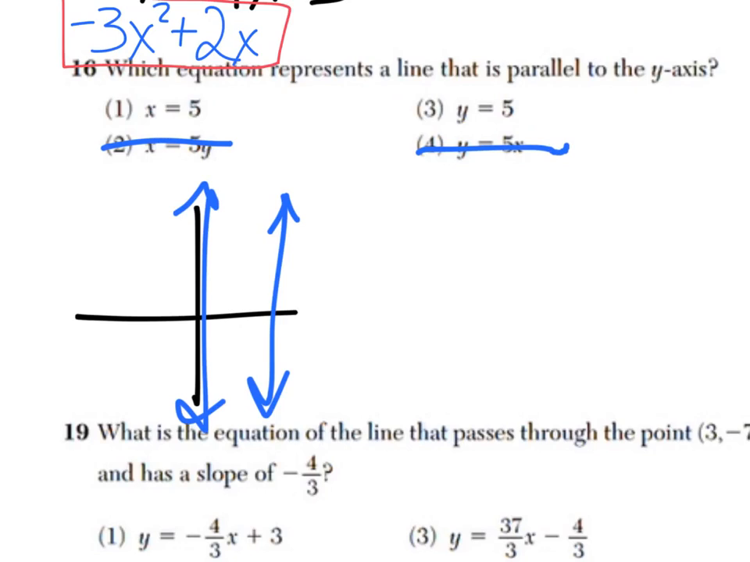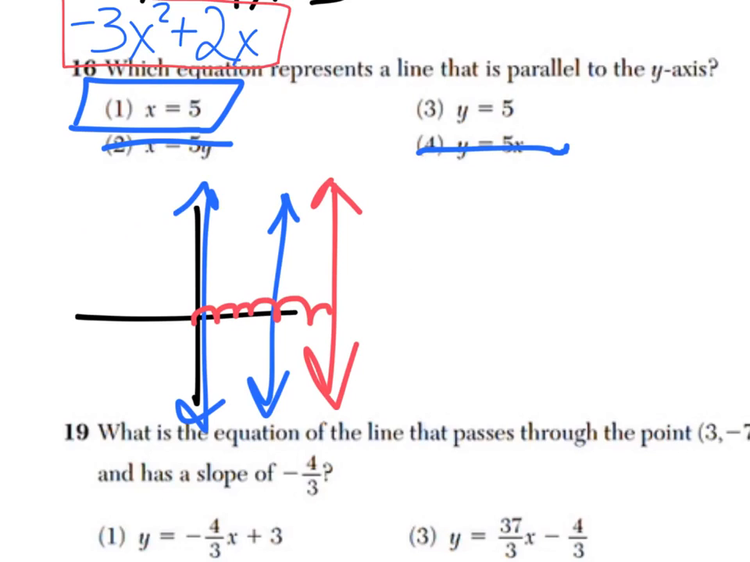So we want it to be parallel to the y-axis. If we did option number 3, that means we would be counting up 5, 1, 2, 3, 4, 5, and then we'd be drawing a line. And that would not be parallel to the y-axis. That would be parallel to the x-axis, because that would be a horizontal line. We want a vertical line. So when we look at option number 1, x equals 5, I'm going to count over 5, 1, 2, 3, 4, 5, and then I'm going to be drawing a line just like that, and this one certainly is parallel. It's going up and down, so the answer is option 1.